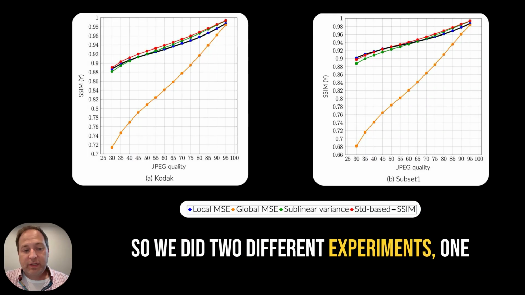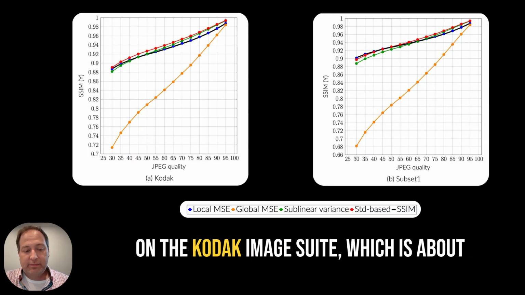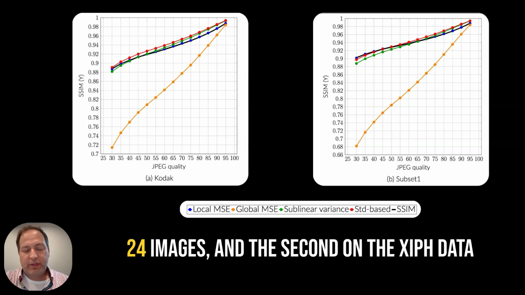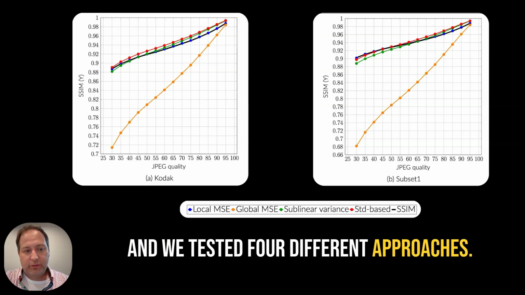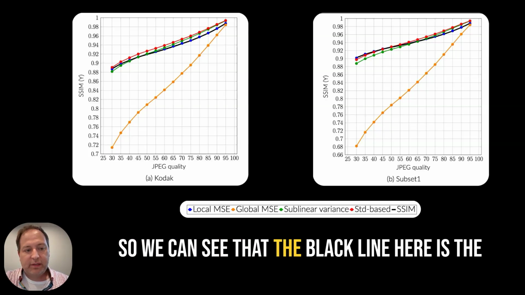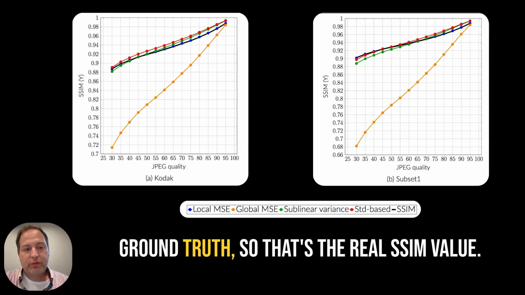So we did two different experiments, one on the Kodak image suite, which is about 24 images, and the second on the XIF dataset subset 1, which is about 50 images, and we tested 4 different approaches. So we can see that the black line here is the ground truth, so that's the real SSIM value.